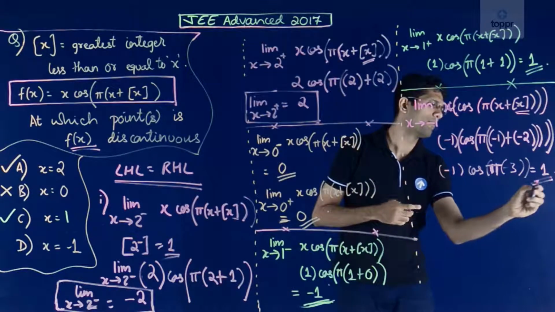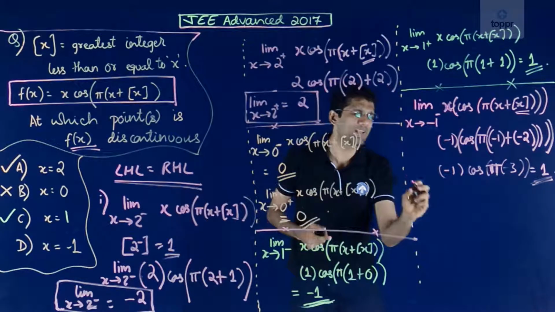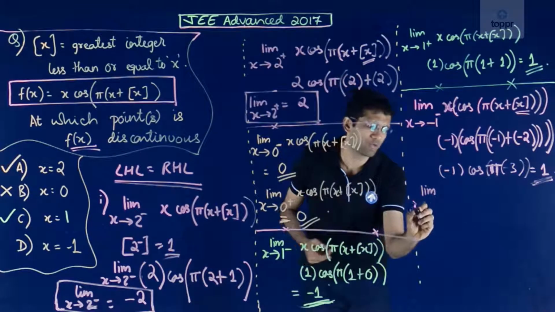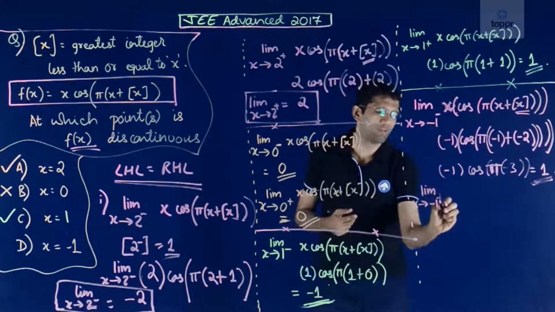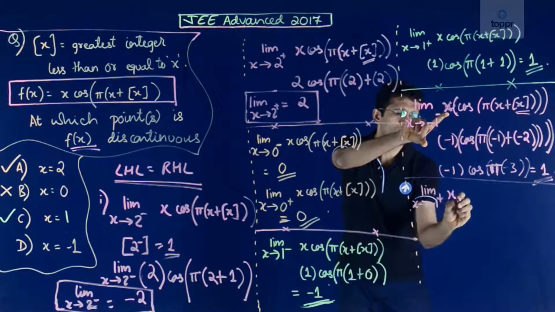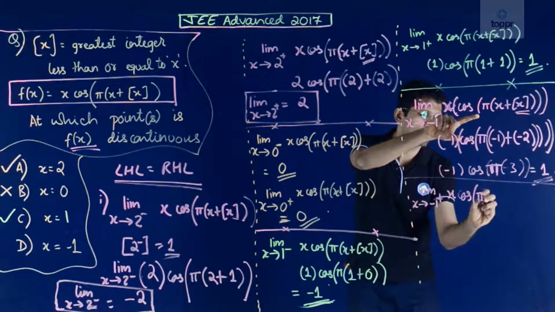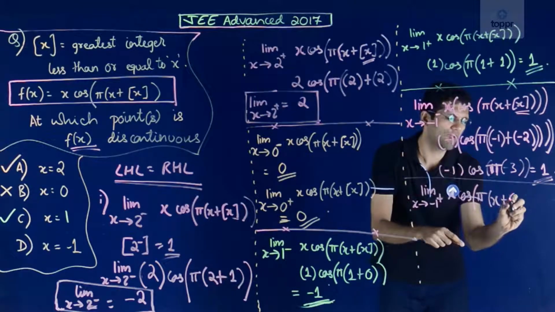Let us now do the final step, that is finding the right-handed limit of this function at the point minus 1. So we write x tending to minus 1 plus. Now the function will be preserved, that is we will retain x as it is, the cosine term will be retained, then we have a pi which is also kept, then we have x which is retained plus GIF of x.